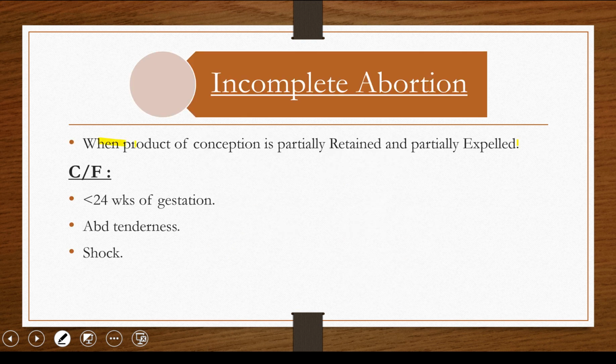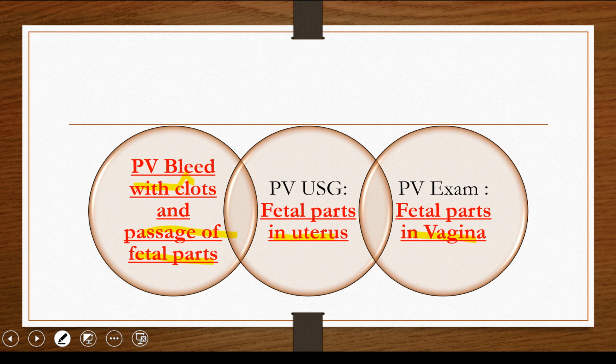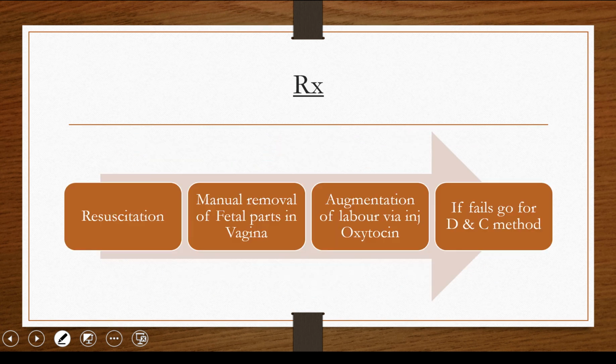Incomplete abortion. When the product of conception is partially retained and partially expelled, it means some of the fetal parts will be in the uterus and some will be in the vagina. She'll complain of per vaginal bleed with clots and passage of fetal parts. Pelvic ultrasonography will reveal some fetal parts in the uterus, and on PV examination you will find fetal parts in the vagina.